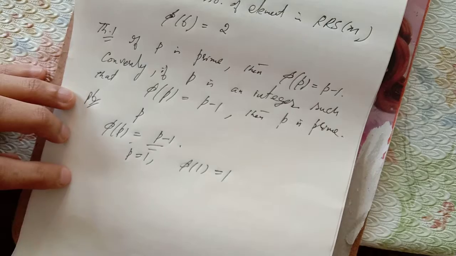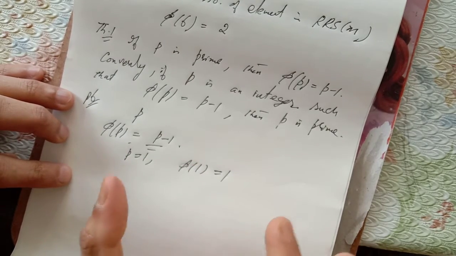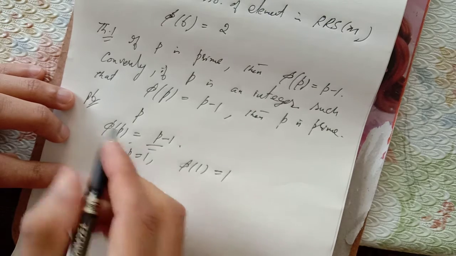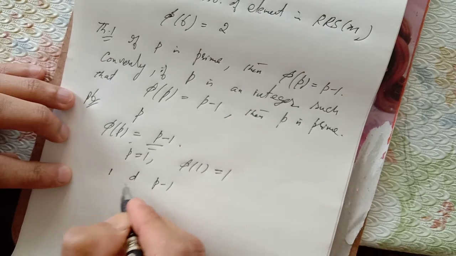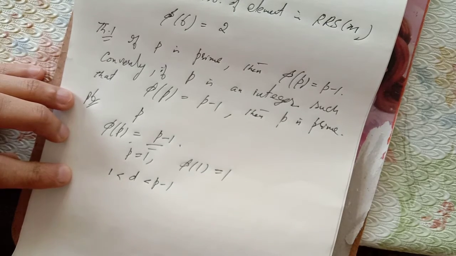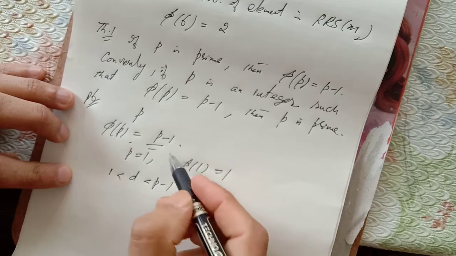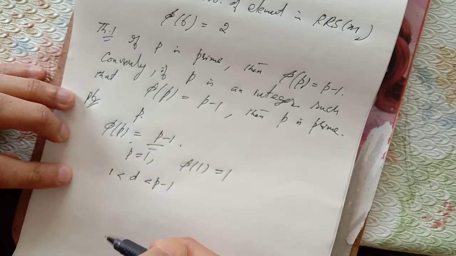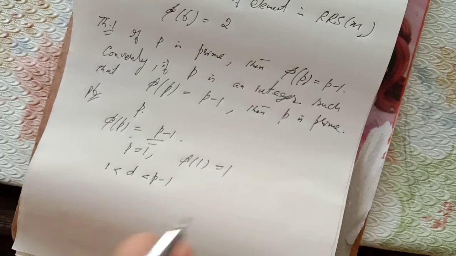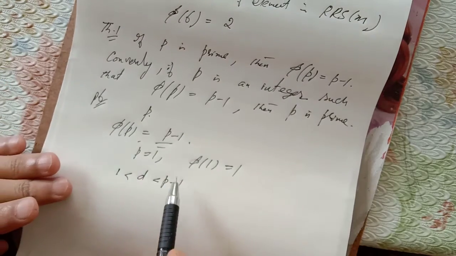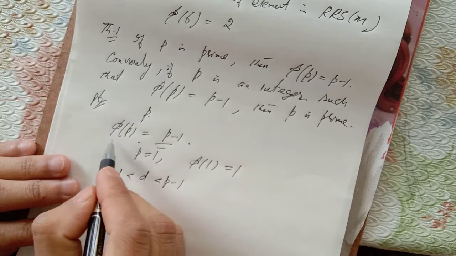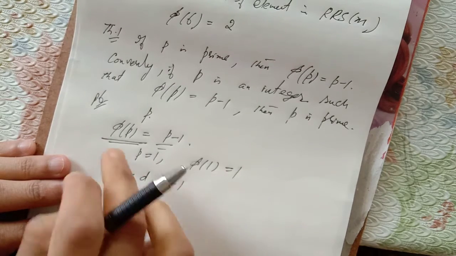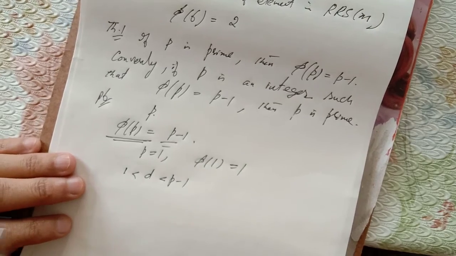Now if p is not prime, that is p is a composite number, then there is at least one divisor of p lying between 1 and p minus 1. So there is a divisor d which is greater than 1 and less than p, and this d cannot therefore be relatively prime to p. Hence the number of elements between 1 and p minus 1 which are relatively prime with p must be less than p minus 1. So p must therefore be prime if phi of p is equal to p minus 1.